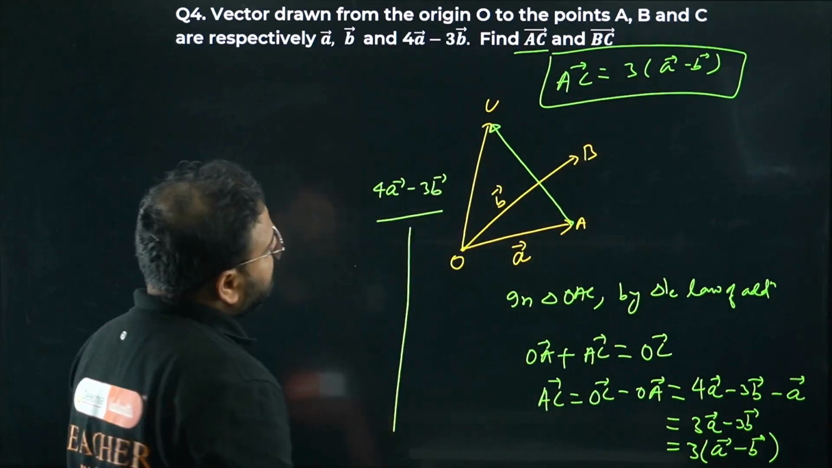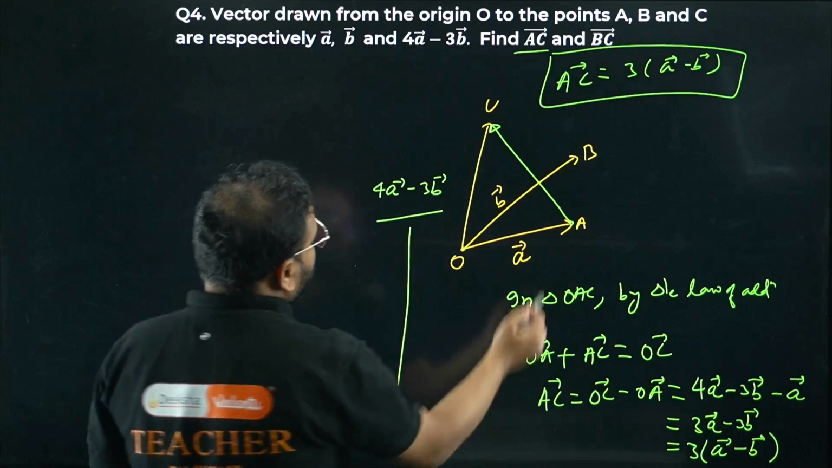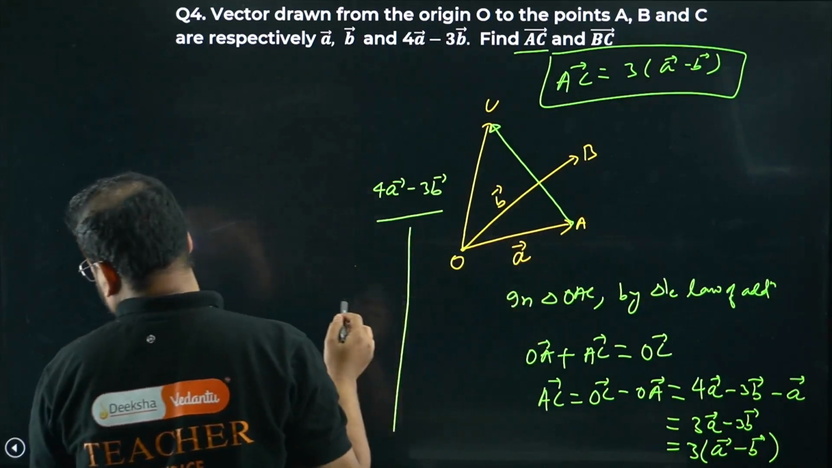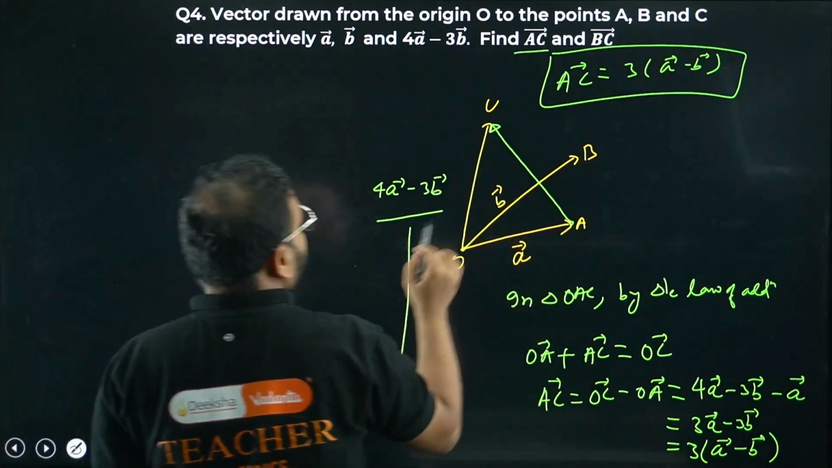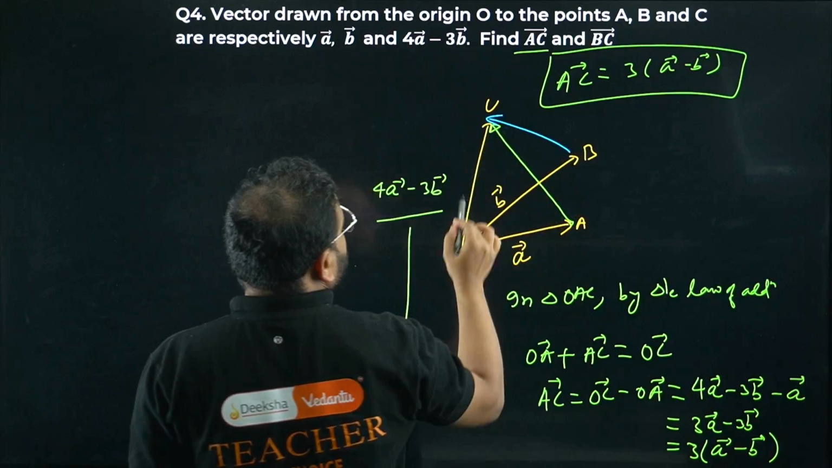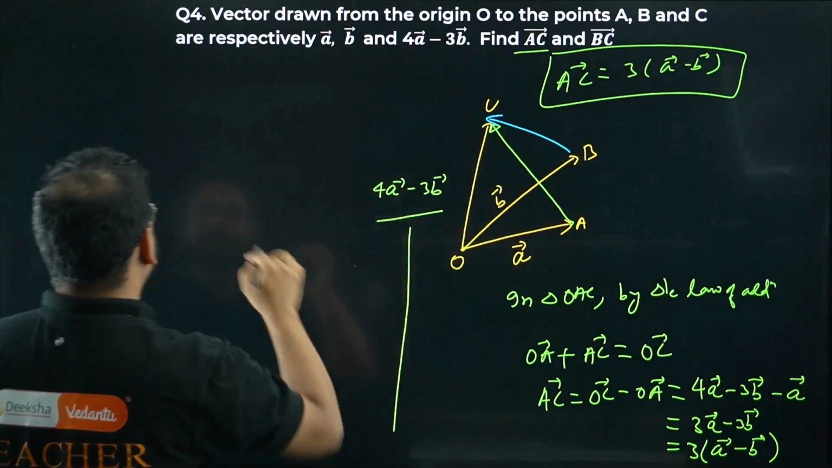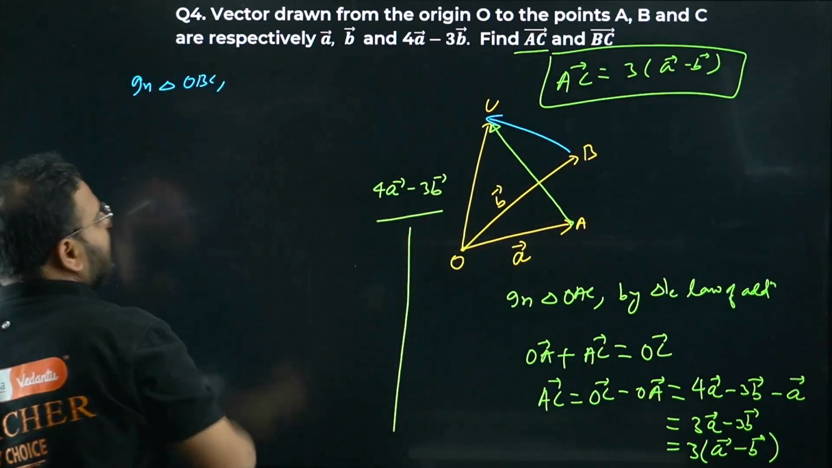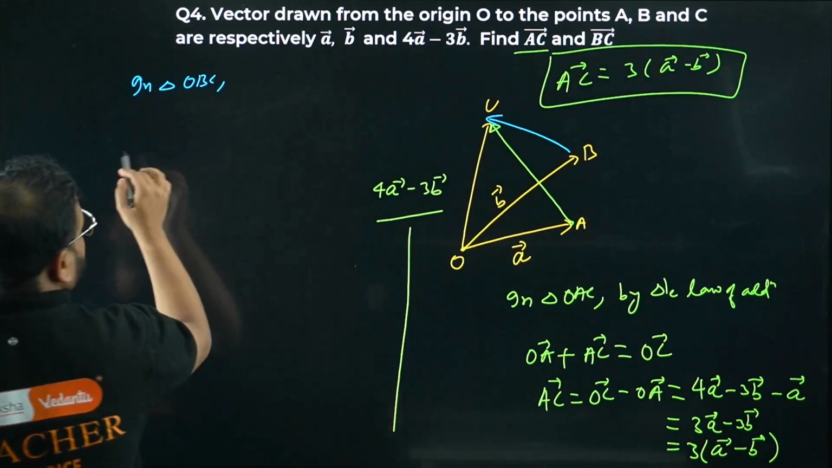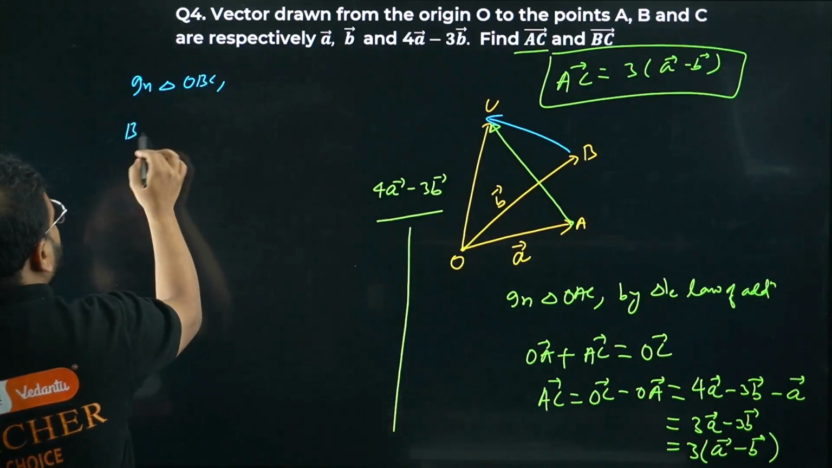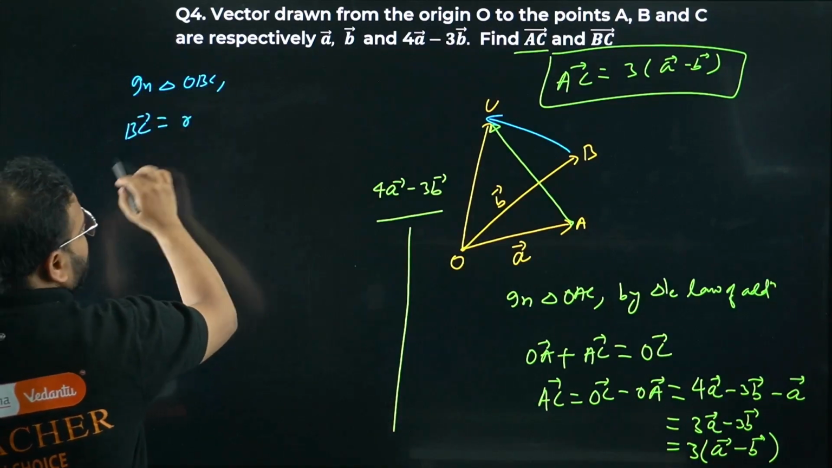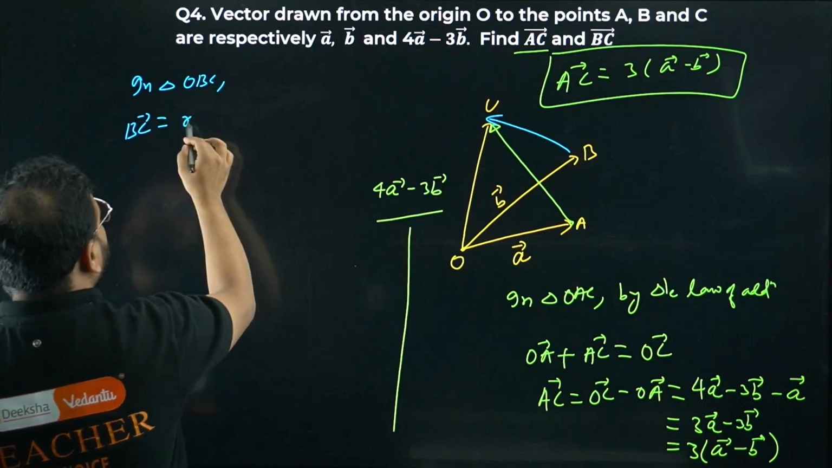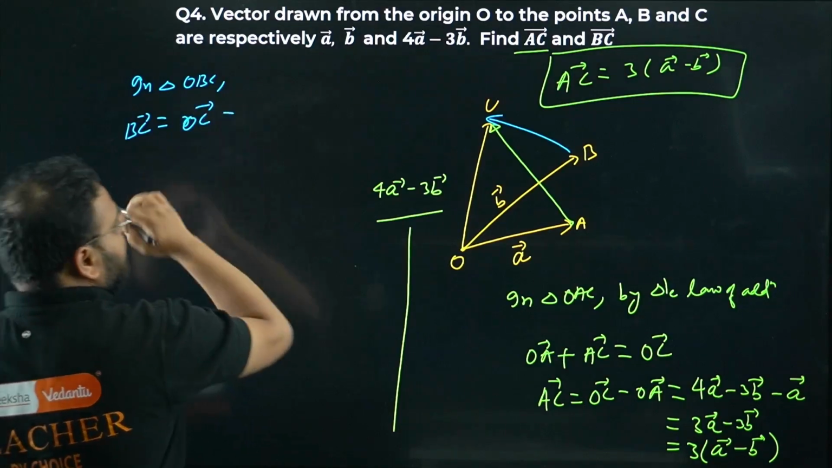For BC, we'll go from here to here, so we'll use triangle OBC now. In triangle OBC, I can write directly in this case: vector BC is nothing but OC minus OB.